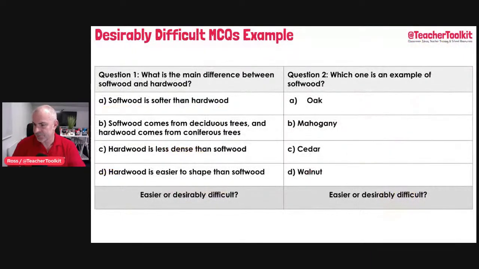So inside, I've got some examples for you here. So here's a design technology question for year 7 students. On one side of the slide here, you've got a desirably difficult question. So one that's harder to eliminate and requires prior knowledge. Well, they both do in some respects. The other one is just a simple recall question. So it should be easy here to spot the differences.